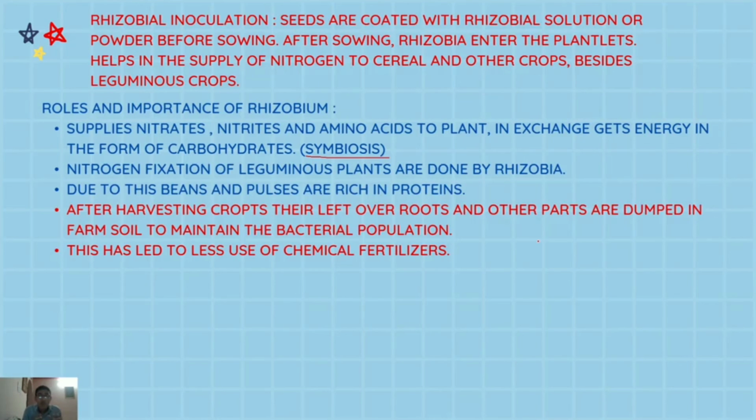So if we want to increase the quality of other food crops, what can we do? We can coat the seeds of all other food crops with a rhizobial solution or powder. And this will ensure good nitrogen fixation for those crops also. So this process is nothing but rhizobial inoculation. This is all about the rhizobium bacteria and its application.